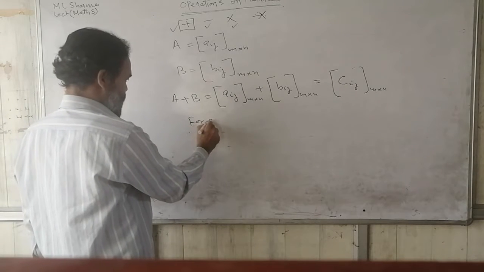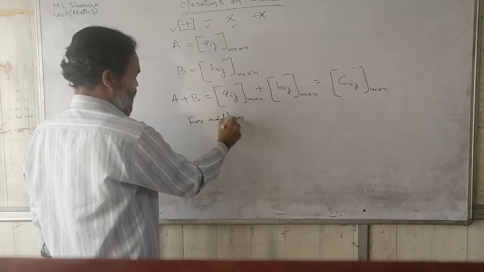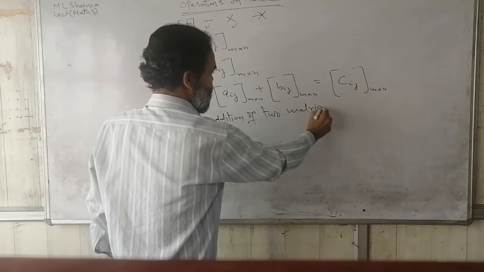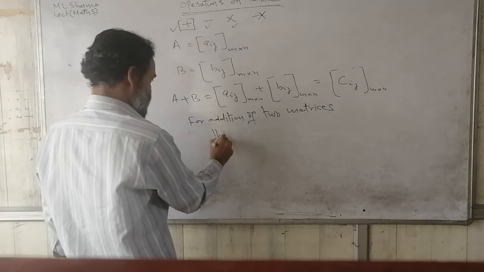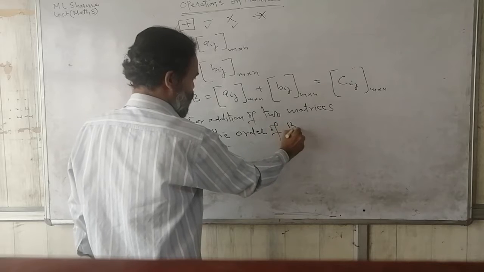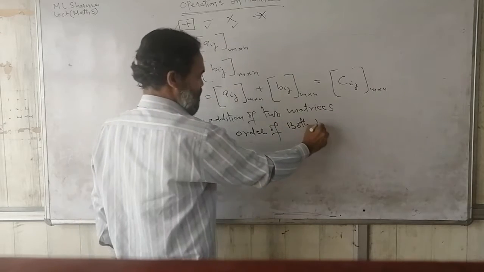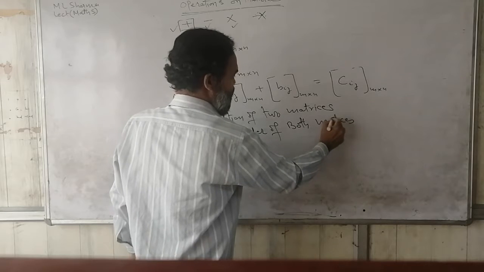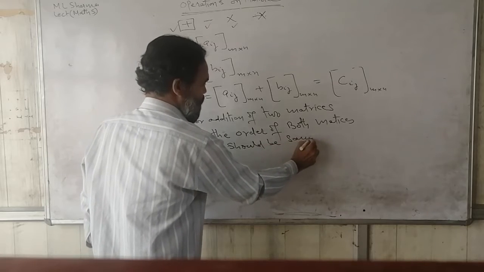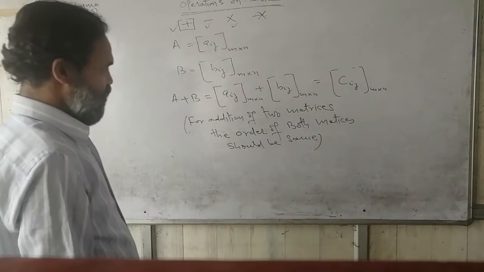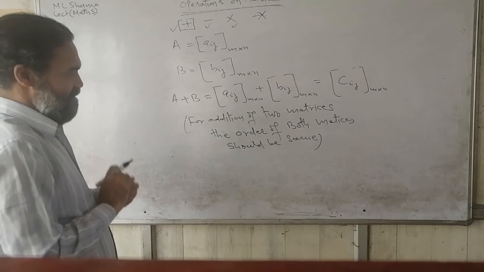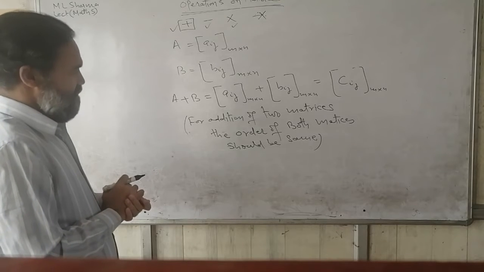So for addition of two matrices, the order of both matrices should be the same. That means if we have to add the two matrices, the prerequisite condition is that they must be of the same order. Otherwise, we cannot add the two matrices.